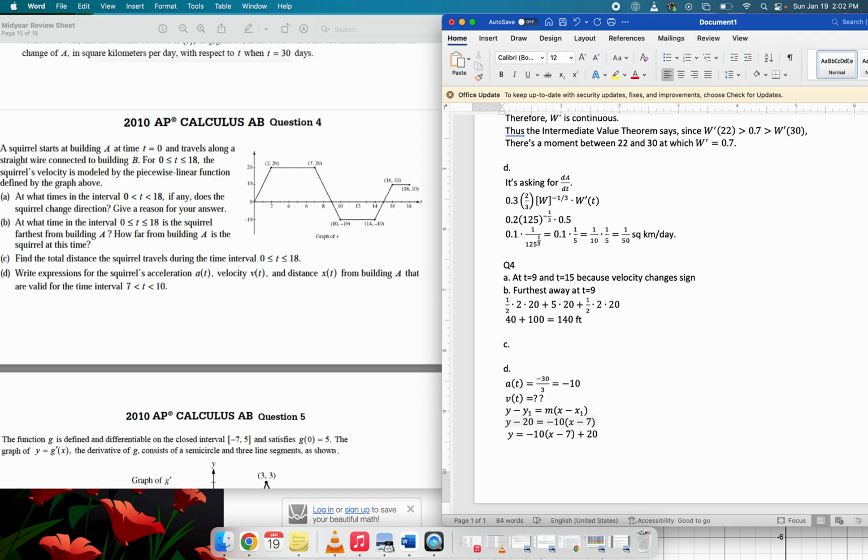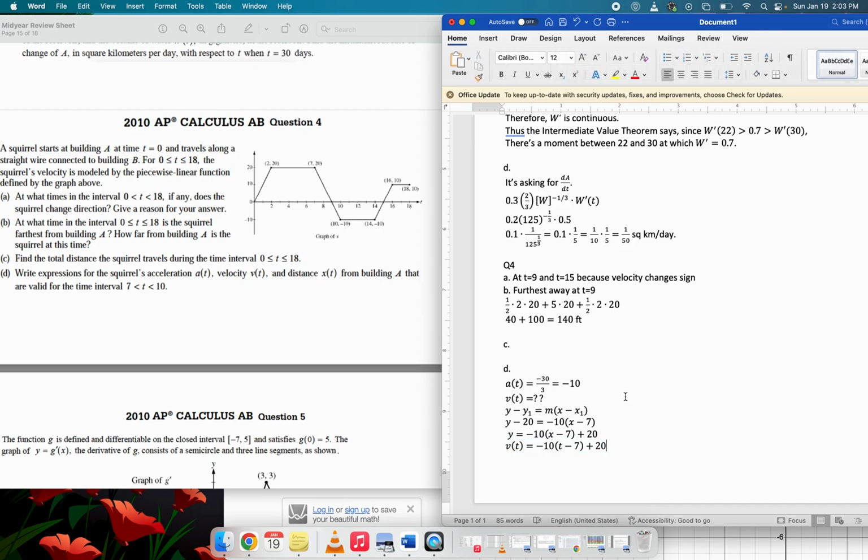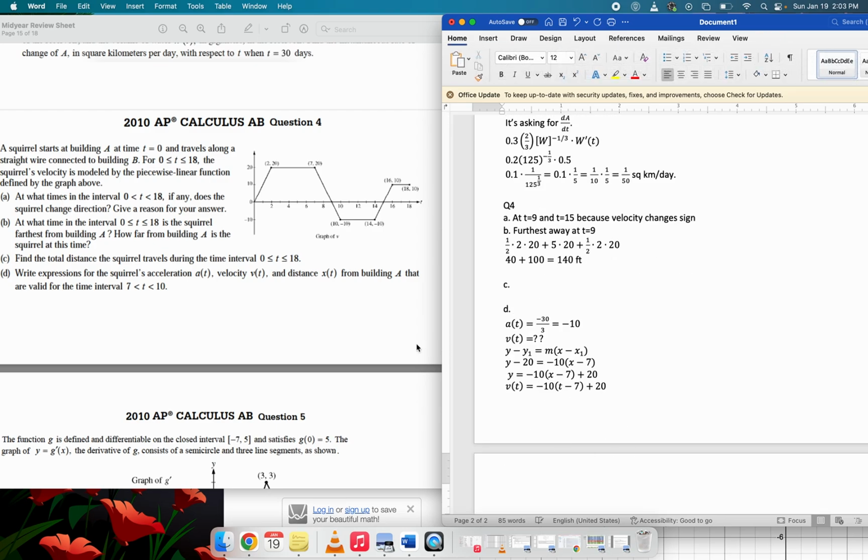And the only thing is the name of the function here that I'm trying to find a formula for is not really y, it's v of t. You know what I mean? It's v, the velocity. And the variable here is not really x, it's t. So it's okay to use x's and y's in this intermediate calculation, but for my final answer I should write v of t equals negative 10 times t minus 7 plus 20. And you can just leave your answer like that. You don't have to expand it or whatever.